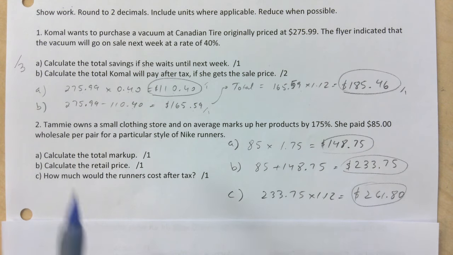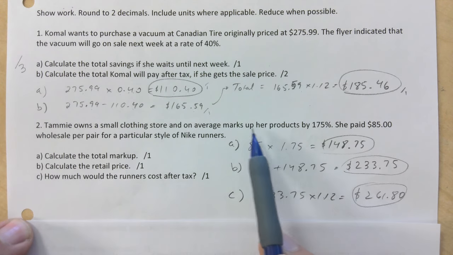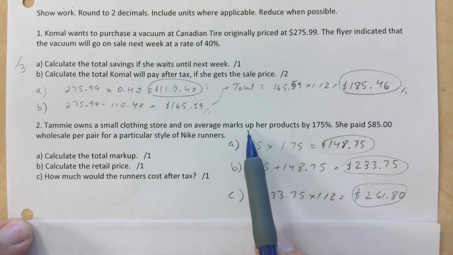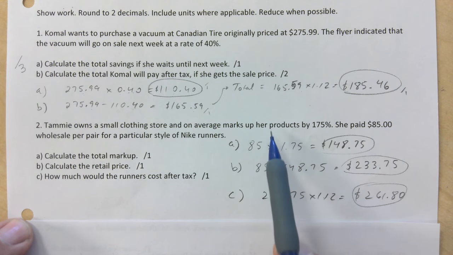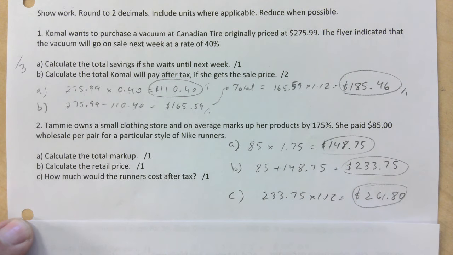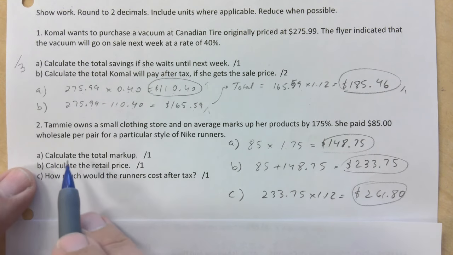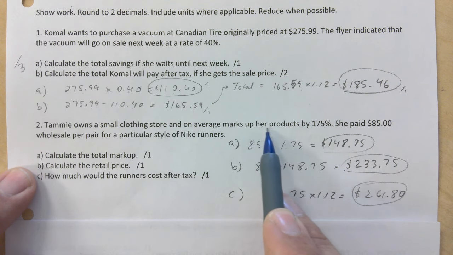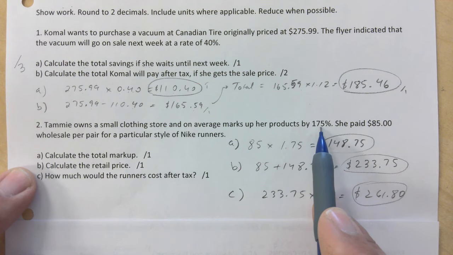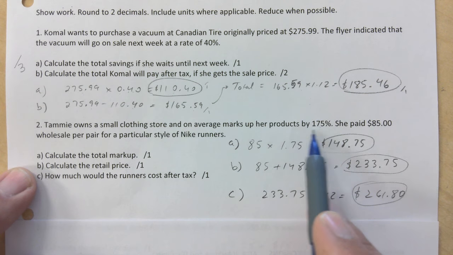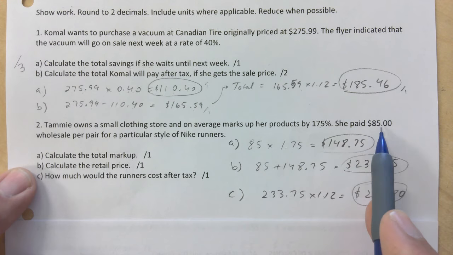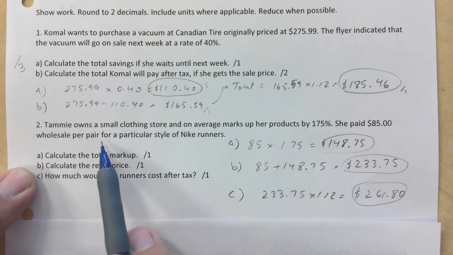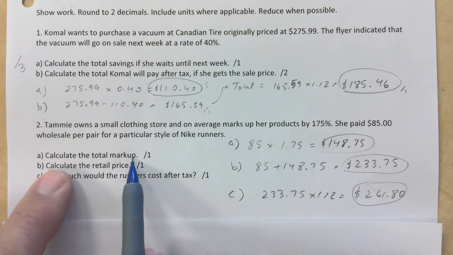Okay, so for number 2, this is a markup scenario. So a clothing store, right? On average, she's marking it up by 175%. Whatever she buys, in order to resell it, she'll mark it up by this much. She paid $85 wholesale per pair for a particular style of Nike runners. Calculate the total markup, that's A.